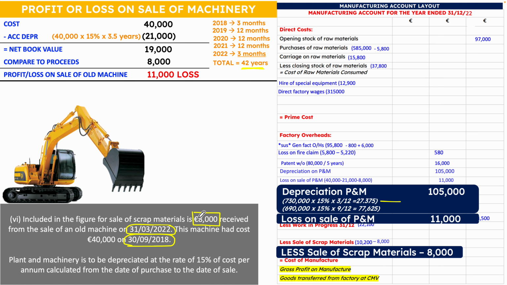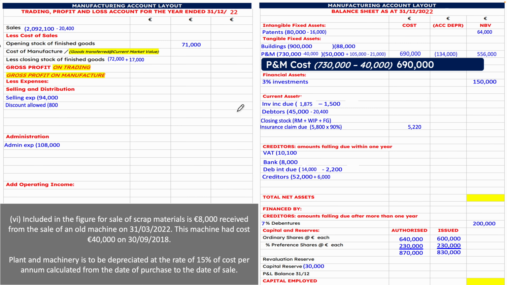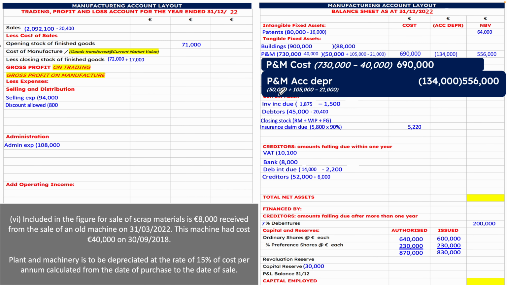Last thing that we have to do then, we have to do the accumulated depreciation in the balance sheet, and we'll be taking a look, we'll be adding in the depreciation for the year, 105, and we will be subtracting the 21,000 for the machinery that has gone. So 50 plus 105 minus the depreciation on the sold gives me 134, which we take from 690 and we get 556,000. So that is the tangible fixed assets done then, the plant and machinery completely done.